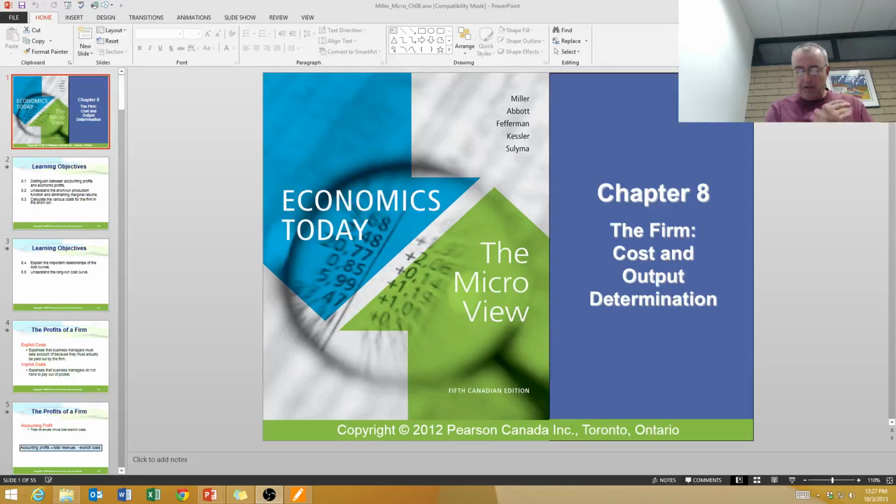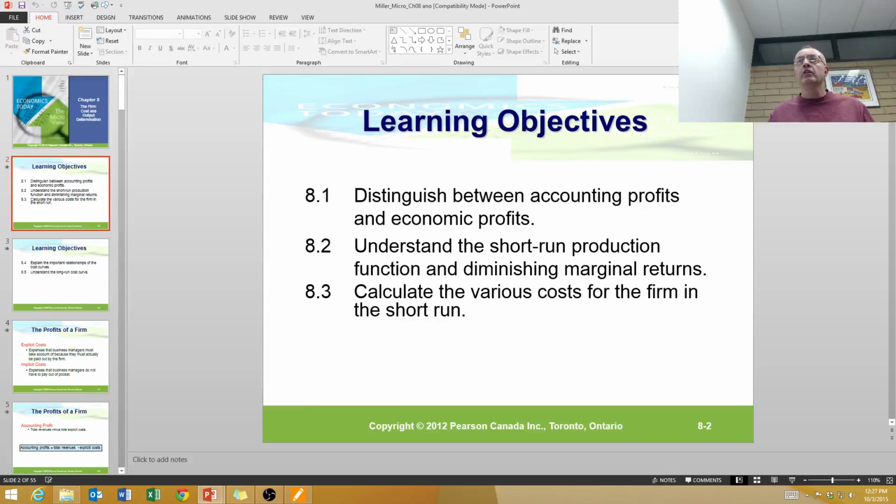Welcome to Chapter 8, the firm: cost and output determination. In Chapter 8, we look at the distinction between accounting profits and economic profits. Then we look at the short-run production function and how it's related to diminishing marginal returns. And then we look at the whole set of costs that we use.